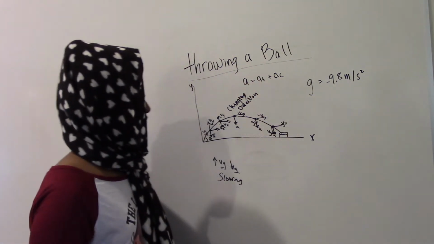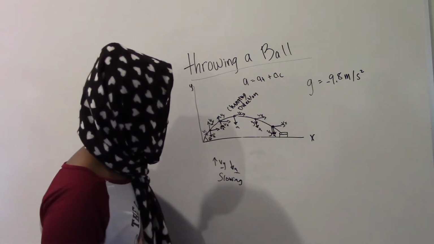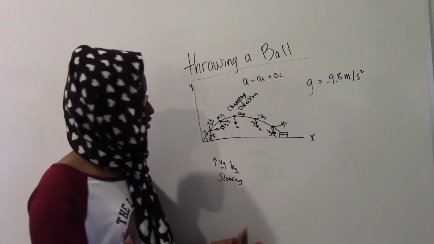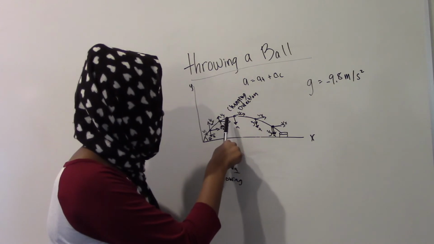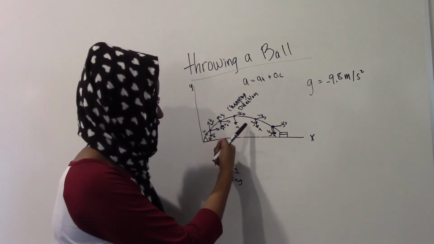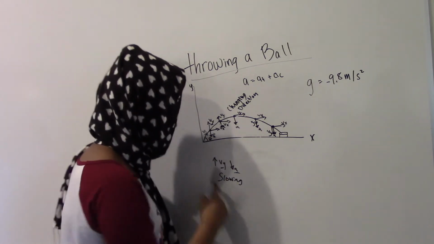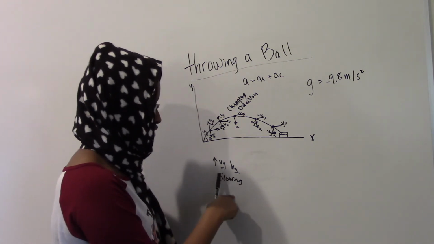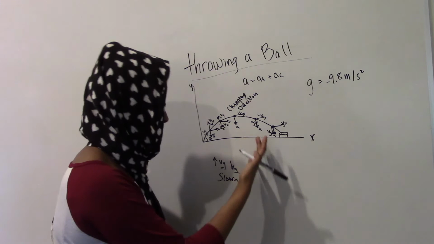And then what about here? Now the acceleration and the Vy are in the same direction. So slow, slow, slow, change direction. What's happening here? If Vy and A are opposite and slowing, what's happening when they're in the same direction?